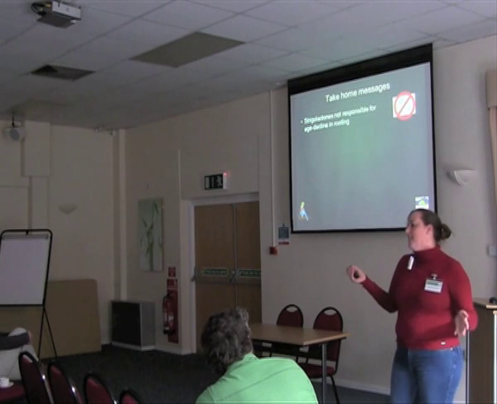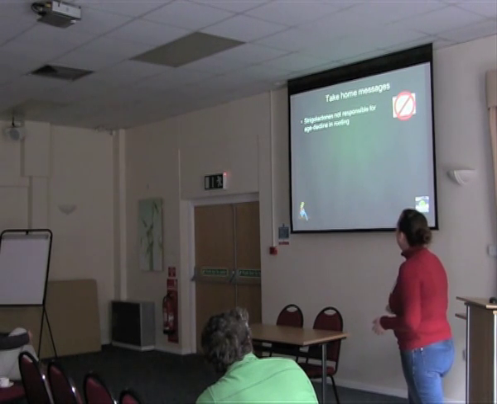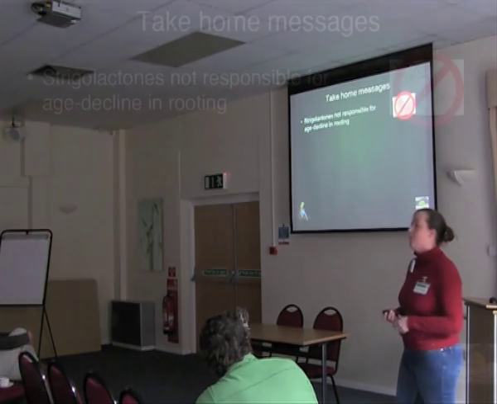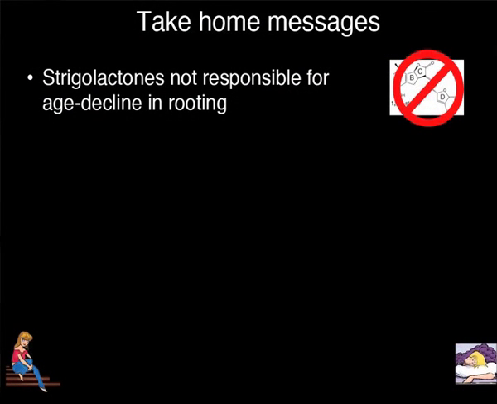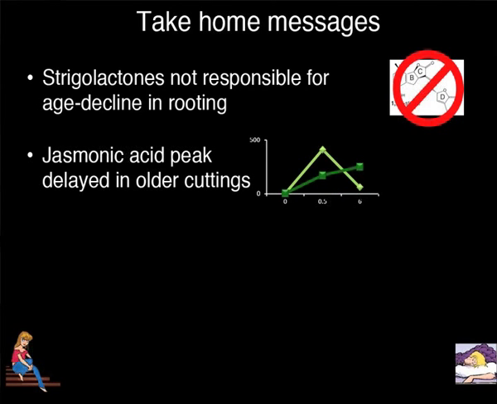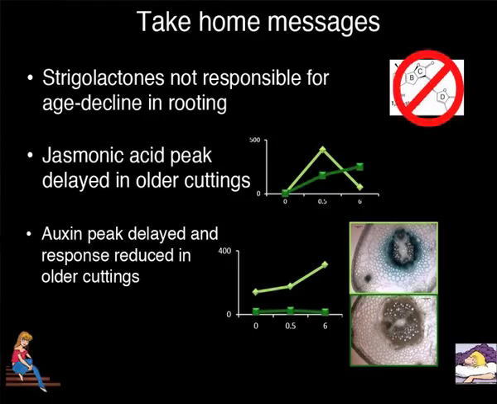So if I have three take-home messages for everybody. The first one is that strigolactones are not responsible for the age-related decline in rooting, which is a shame because that would have been a really cool story, but such is science, right? Already that's an interesting thing to find because people weren't sure what was going on with strigolactones. We do have a delayed peak in jasmonic acid once they switch to flower development, and the auxin peak is delayed and reduced in older cuttings as well, and we think that's linked to metabolism of auxin.